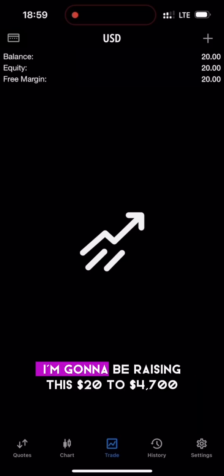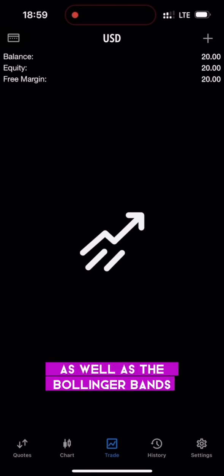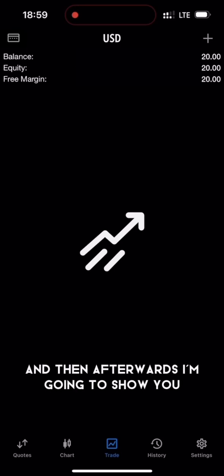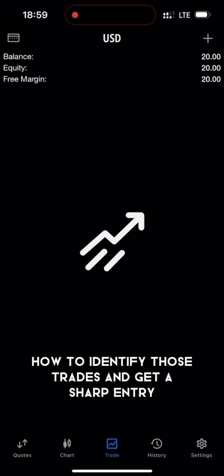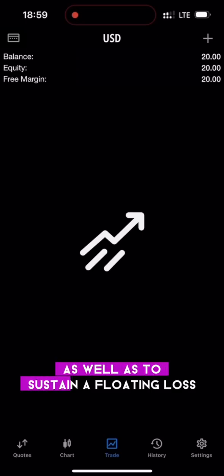So in this video, I'm going to be raising this $20 to 4,700 using the market structure and the trend lines, as well as the Bollinger Bands. I'm going to be trading first, and then afterwards, I'm going to show you how to identify those trades and get a sharp entry, as well as to sustain a floating loss.